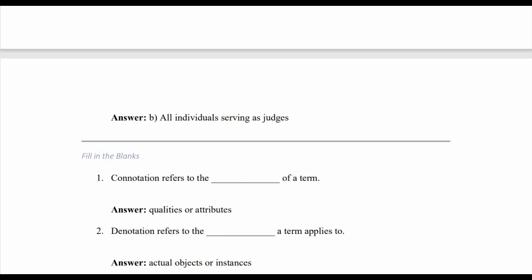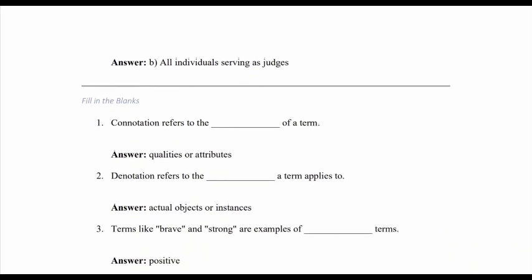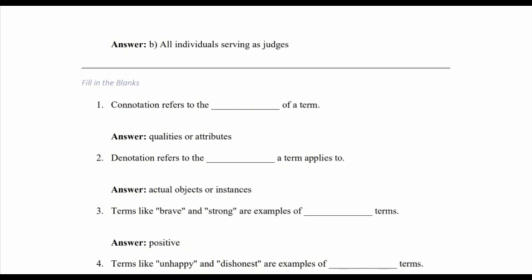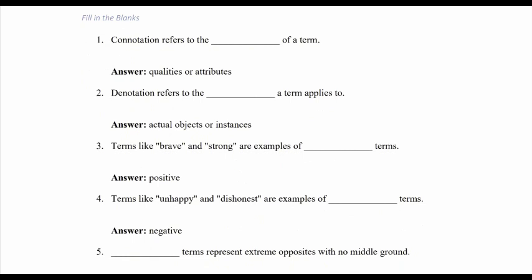So denotation refers to the dash a term applies to. It refers to the actual objects or instances, whereas connotation refers to the qualities or the attributes. Terms like brave and strong are positive terms. Terms like unhappy, dishonest are examples of negative terms. The dash term refers to extreme opposites. So this is contrary. We just learned this, extreme and exact opposites with no middle ground. So in no middle ground, this should be contradictory.